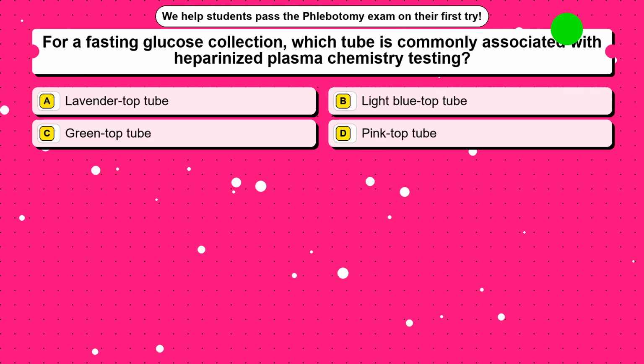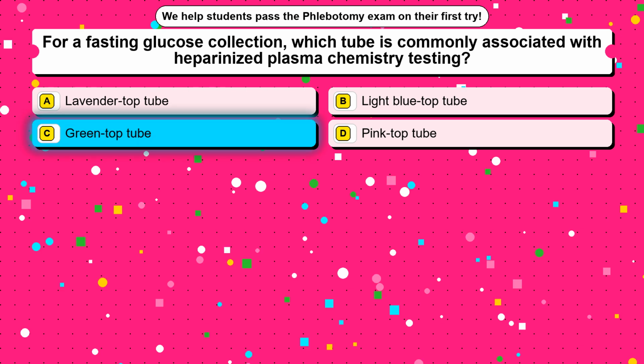Question 50. For a fasting glucose collection, which tube is commonly associated with heparinized plasma chemistry testing? Option A, lavender top tube. Option B, light blue top tube. Option C, green top tube. Option D, pink top tube. The correct answer is option C, green top tube.